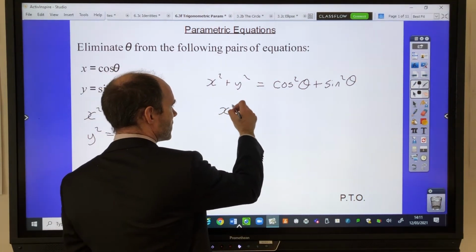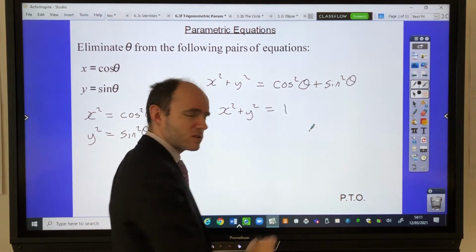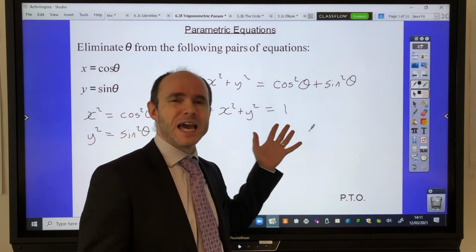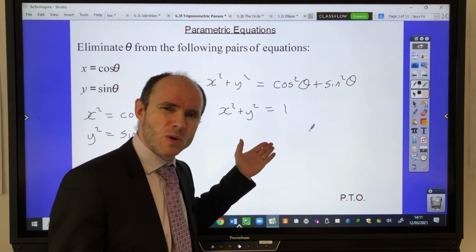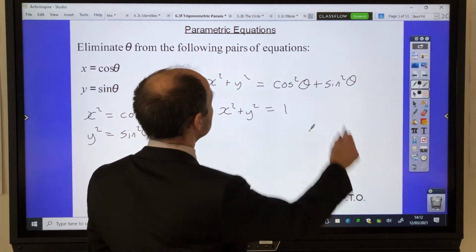So now we've done it. You see, we've done it. We've rewritten the equation without the variable theta. And that is what's called a Cartesian equation. Yes, a Cartesian equation. What's that the equation of? Of course, it's the equation of a circle. And we'll just remind you about that. So here we go.